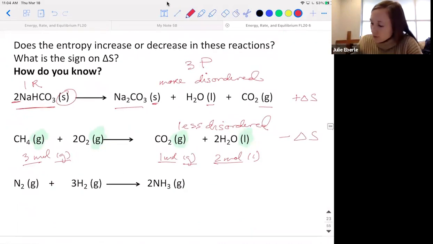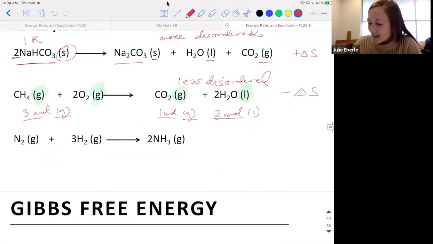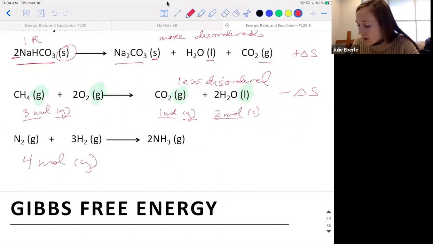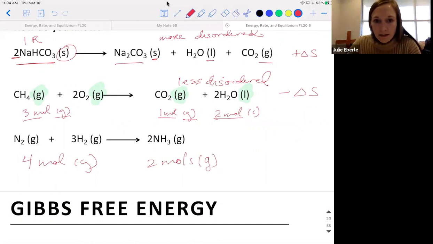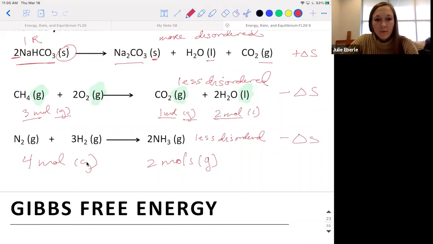All right, the last one, if you were paying attention at all 5 minutes ago, we actually talked about this reaction. So everything's a gas in this one as well, but we have 4 moles of gas total on the reactant side. We only have 2 moles of gas total on the product side. So again, this is less disordered. So disorder is decreasing. So this is negative as well, negative delta S. So you should have picked negative for both.